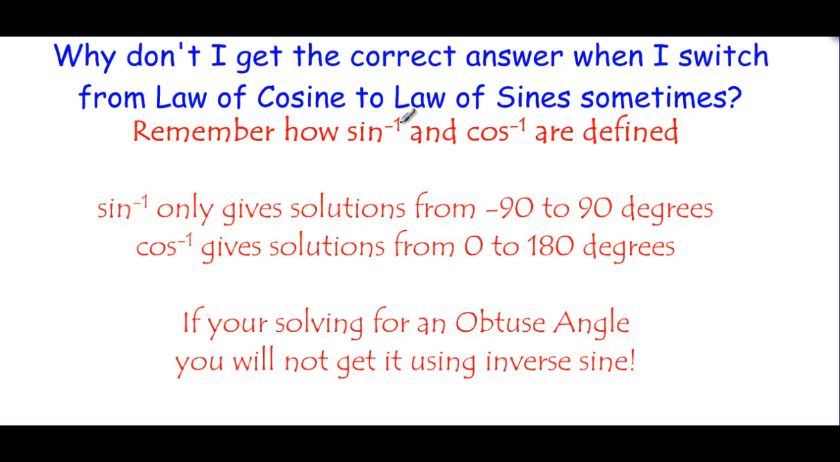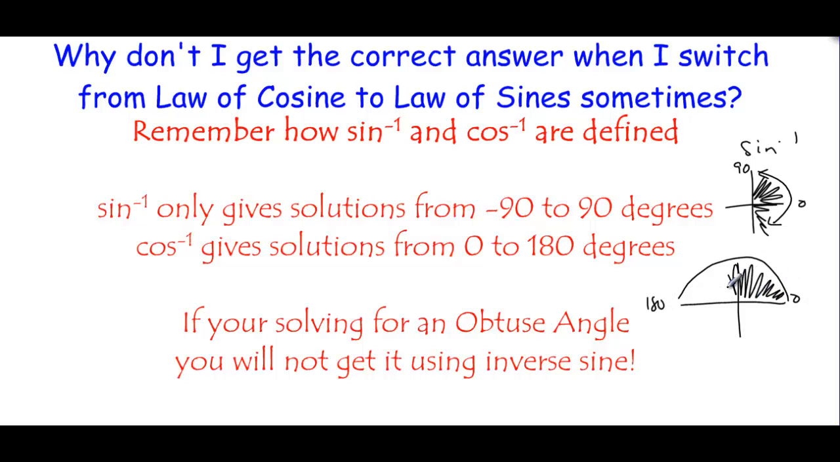So, why don't you get the correct answer every time if you switch? Well, if you remember how inverse sine and inverse cosine are defined, inverse sine only gives you solutions from negative 90 to positive 90. So these are the only answers that your calculator will give you when you type in inverse sine. So the only answers that make sense for a triangle are 0 to 90, which is an acute angle. But inverse cosine will give you any answer from 0 to 180.